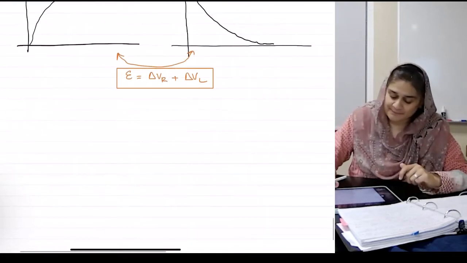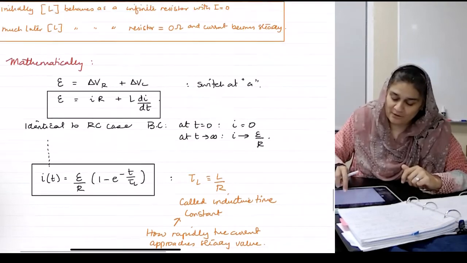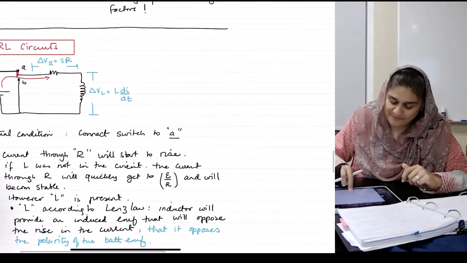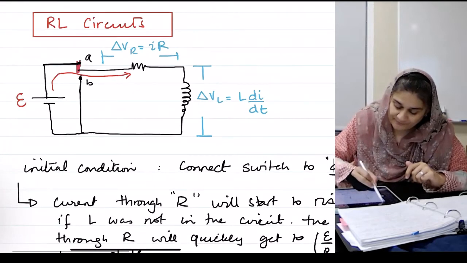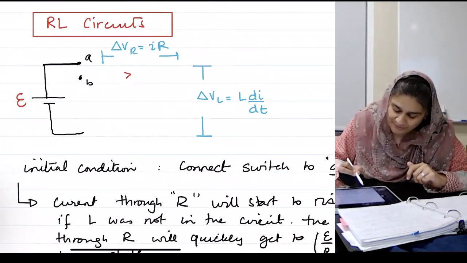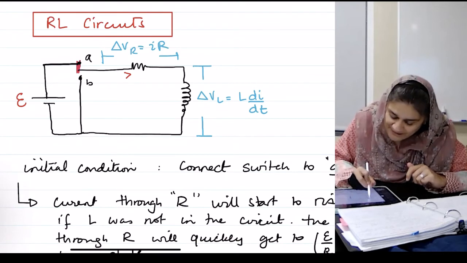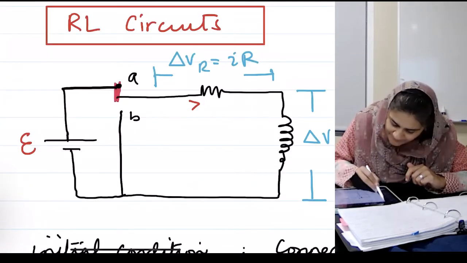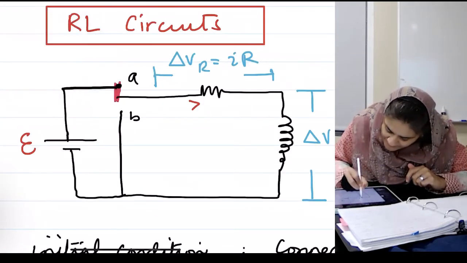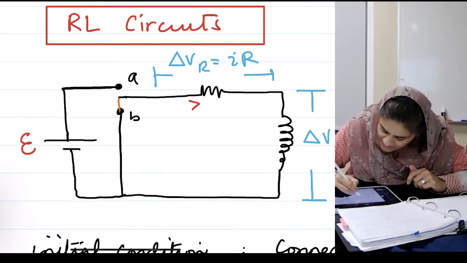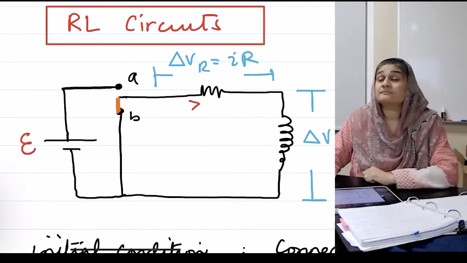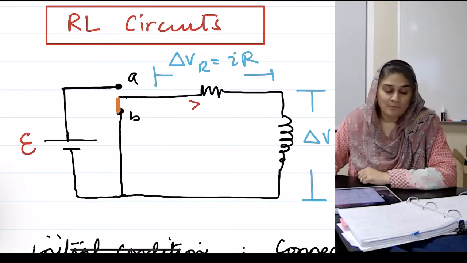Okay, last thing. What happens now? All of this happened when the switch was at point A. Correct? Now, what happens if I take this switch and instead join it here? What will happen?